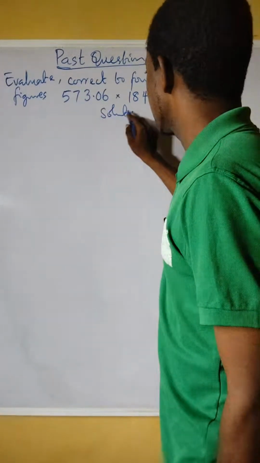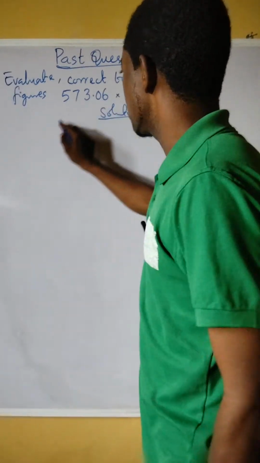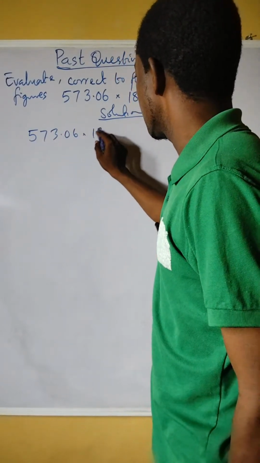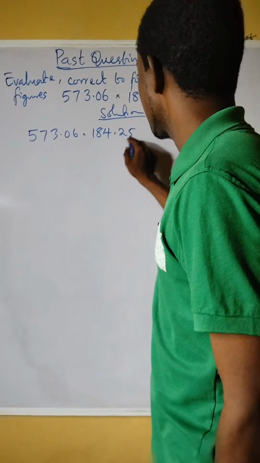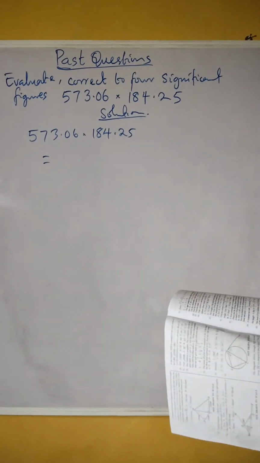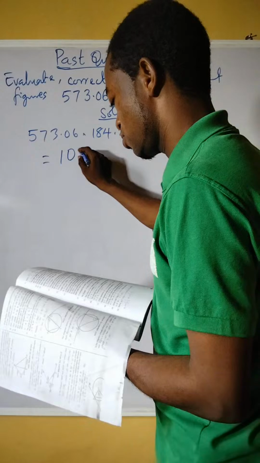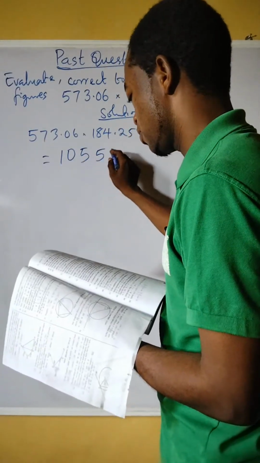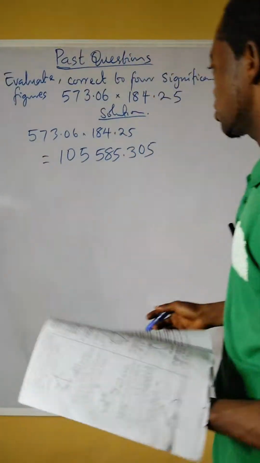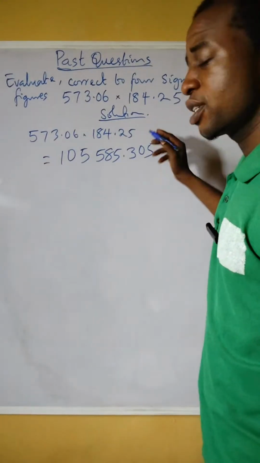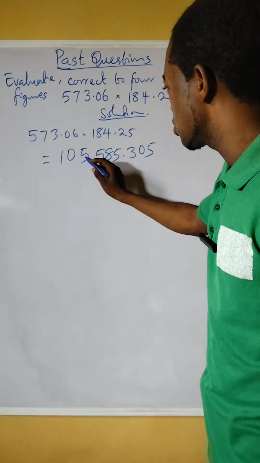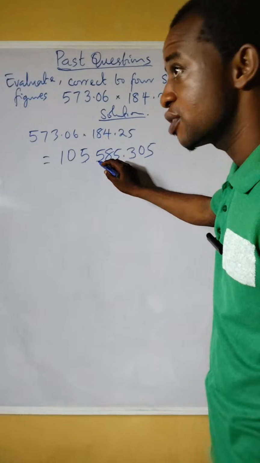Now, here, when we multiply this, we can make use of a calculator, that is 573.06 times 184.25. The result here normally, when we make use of the calculator, gives us 105,585.305. Then, when we round it to 4 significant figures, the first significant figure here is 1, the second is 0, the third is 5, and the fourth is this 5.